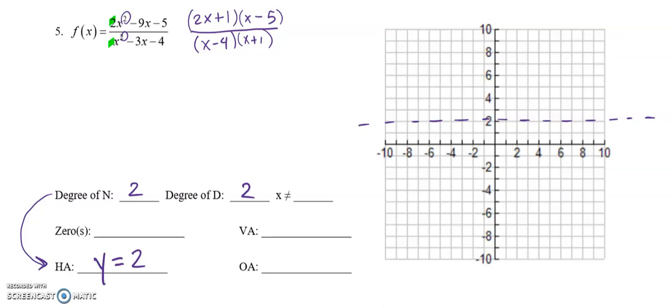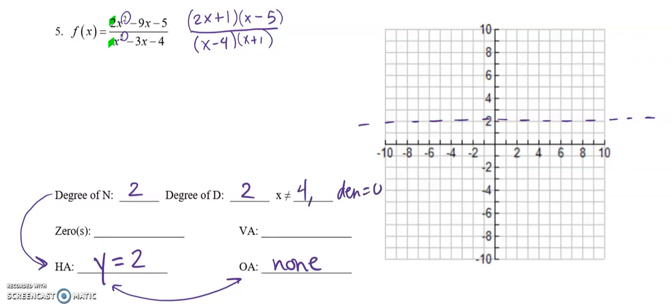Now, let's talk about this for a second. Since we have a horizontal asymptote, we don't have an oblique asymptote. All right, what values of x can we not have? Where is our function undefined? It's undefined when the denominator is equal to 0.